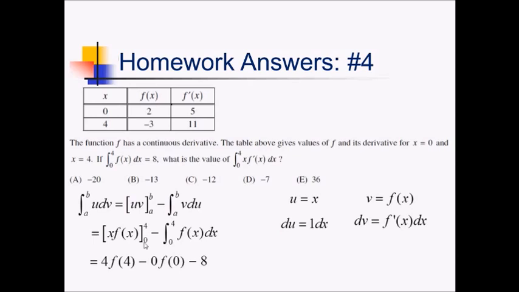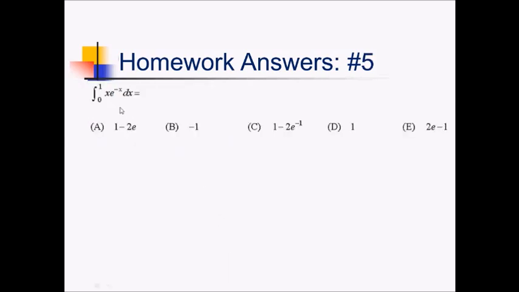So now going through each of these things, f of 4, that's negative 3. So I have 4 times negative 3. And 0 just goes away. We still have a negative 8 there. So this is negative 12 minus 8, or negative 20. Choice A.